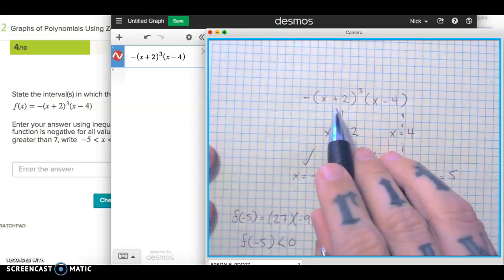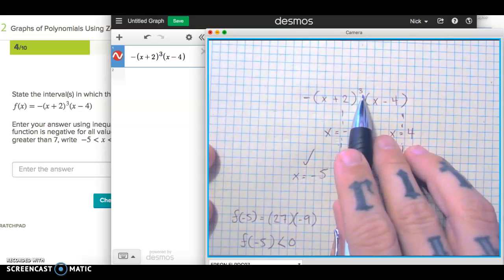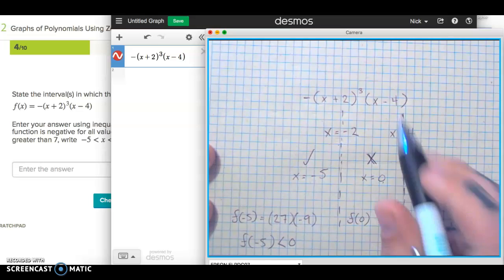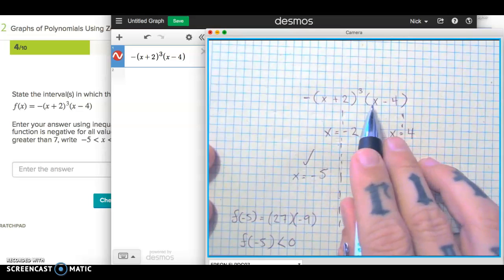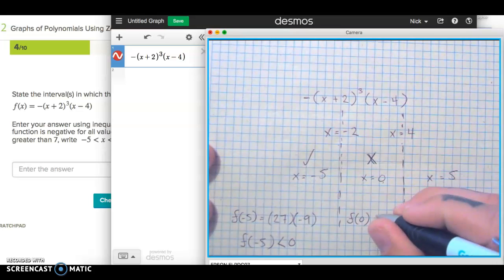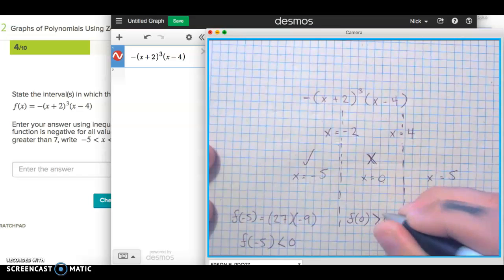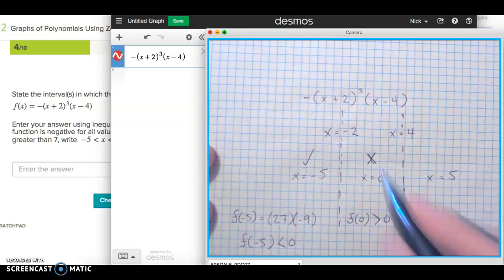f of 0, well, that's 0 plus 1, which is 1, and 1 to the third power is 1, so we have -1 times -4, because x is 0. Well, that gives us a positive. So in this case, f of 0 is greater than 0.